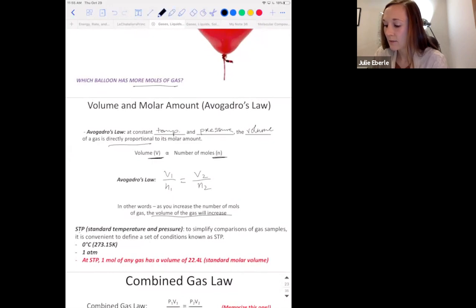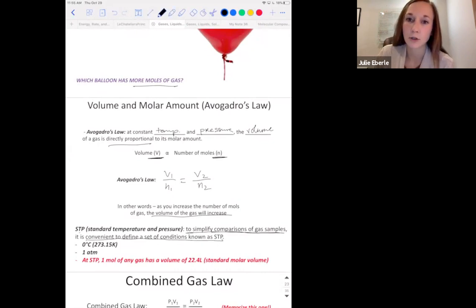Now, with Avogadro's law, one little caveat that we haven't run into before I wanted to explain. I'm going to read this. To simplify comparisons of different gas samples, it is convenient to have a set of conditions known as STP. What is STP? It is standard temperature and pressure. If we're holding temperature and pressure constant, it makes things a lot easier if we just pick the same temperature and pressure, standard temperature and pressure. That way we can compare these relationships between different gases a lot easier.